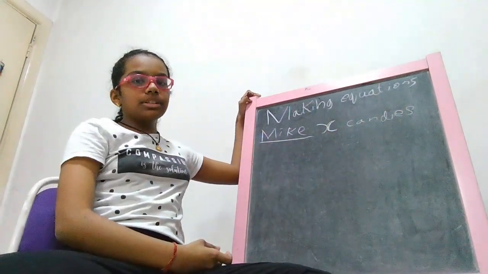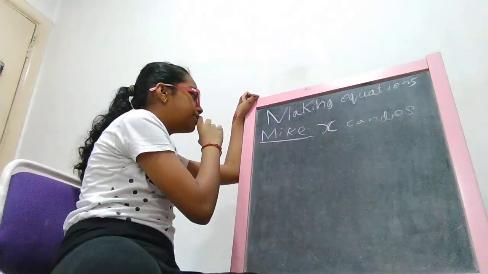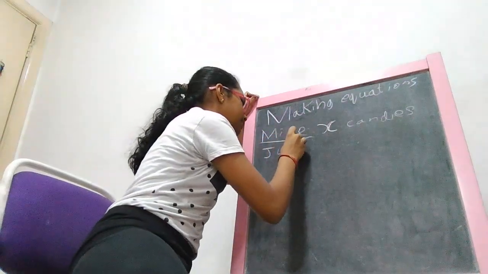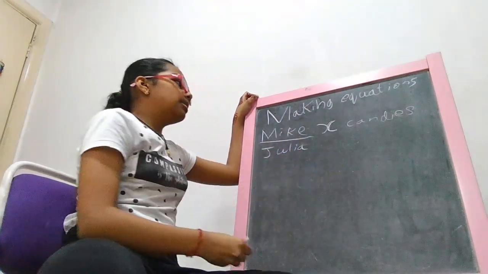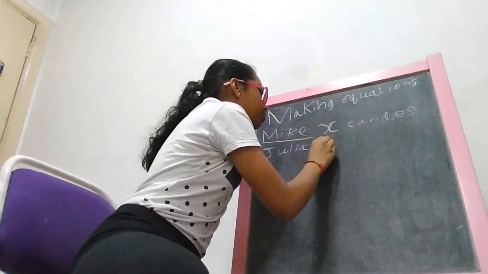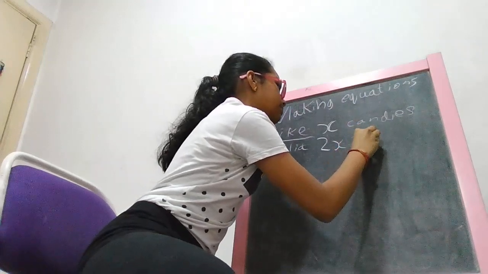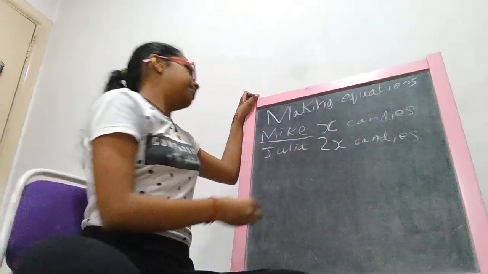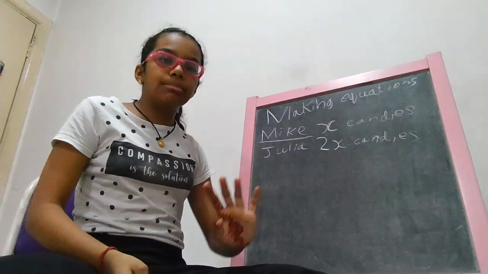Now, let's say Julia, she also went around, but she has double the number of candies. So that will be 2x the number of candies Mike has. So what do we know here? Mike has x number of candies and Julia has 2x number of candies.